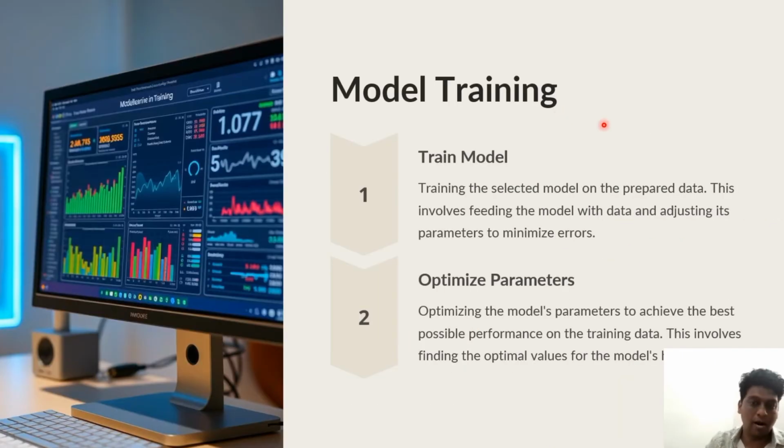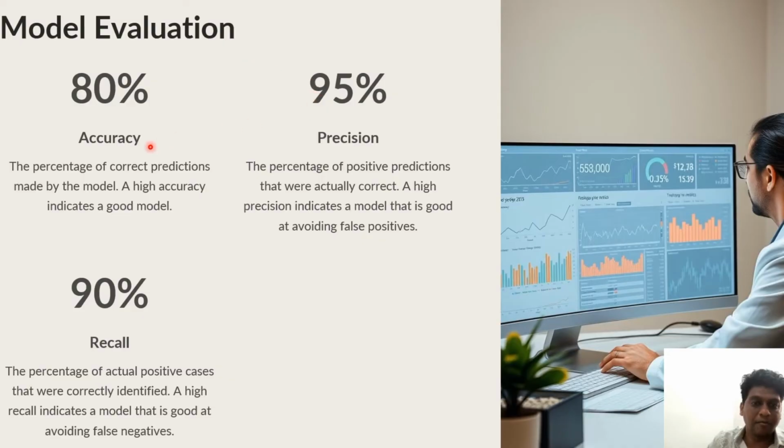Then training the model. We have to train the model with the obtained features. Then we have to adjust its parameters to minimize the cost function, which is the error. Then we have to optimize the model's parameters to achieve the best performance on the training data. Then evaluating the model with the help of accuracy, precision and recall. A high accuracy indicates it's a very good model.